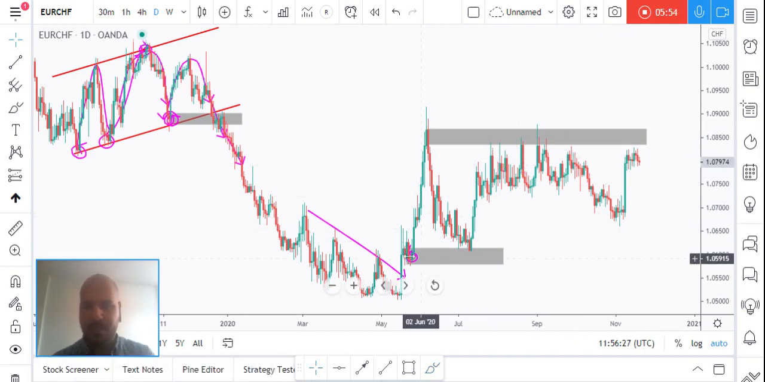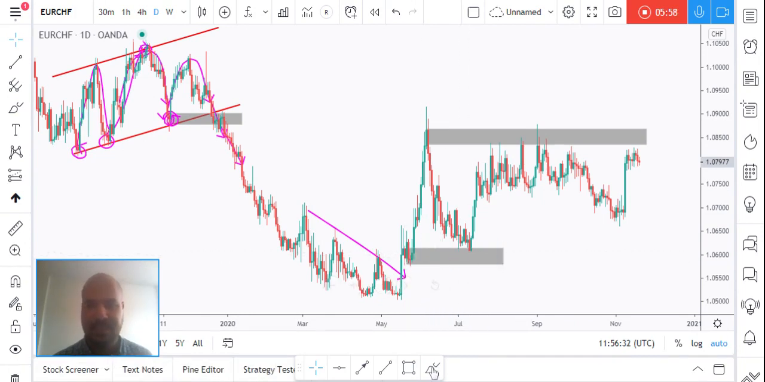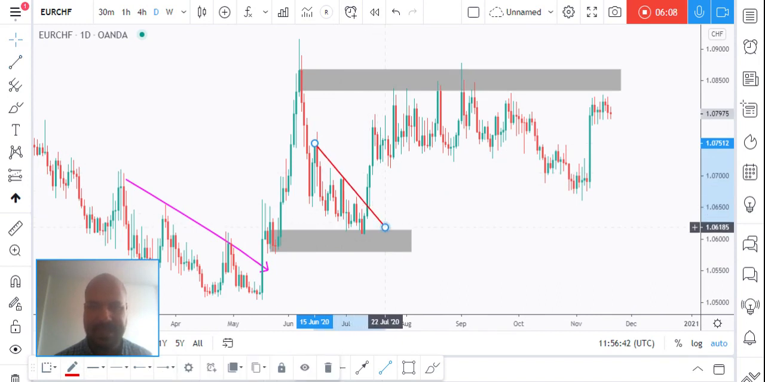And we were around here. So price was sitting around a demand. We could zoom into lower time frames and look for potential buy setups. As I see from this time frame, we could draw the trend line from, let's say, H4 or H1 time frame. Here we go, 1, 2, 3.